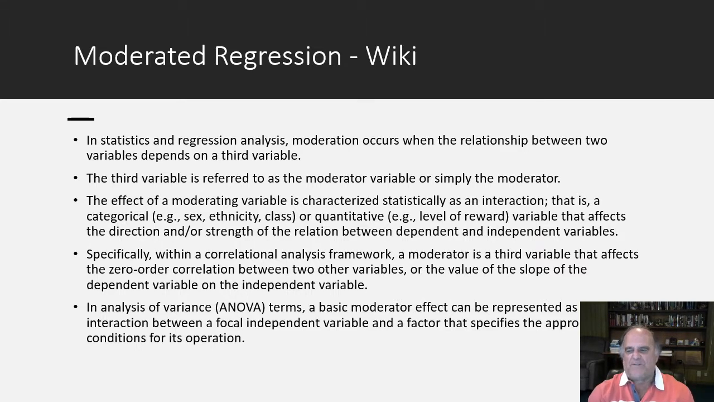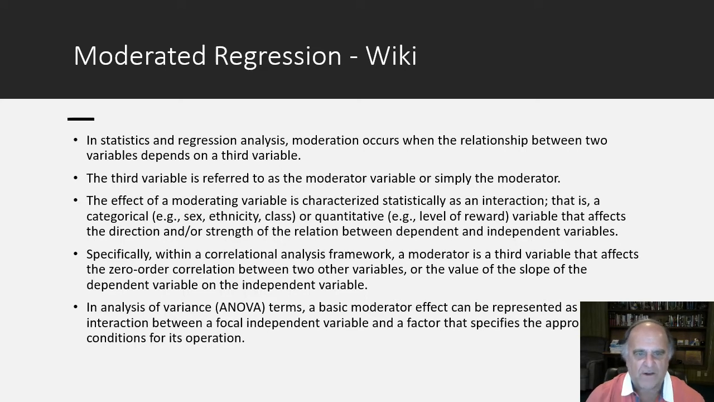Moderated regression. This is from Wikipedia. I thought the definition of moderated regression there was really great, so I borrowed it here. In statistics and regression analysis, moderation occurs when the relationship between two variables depends on a third variable. The third variable is referred to as the moderator variable, or simply the moderator. The effect of a moderating variable is characterized statistically as an interaction.